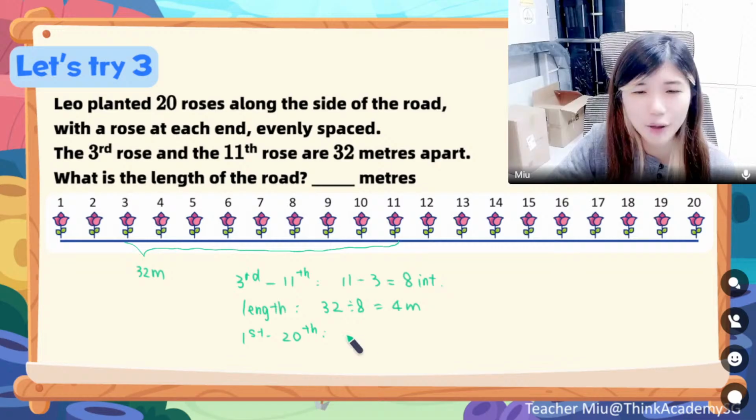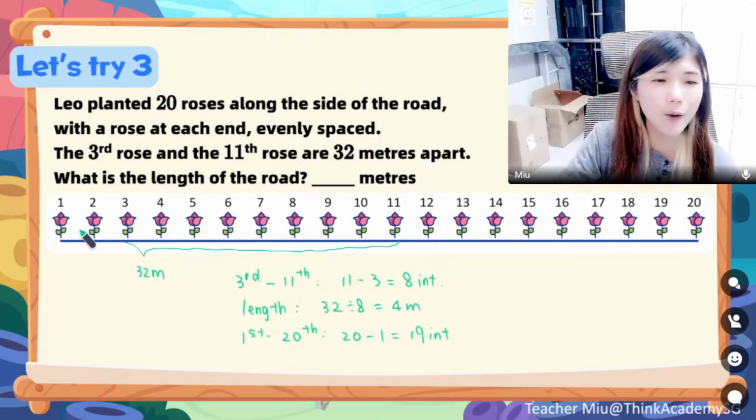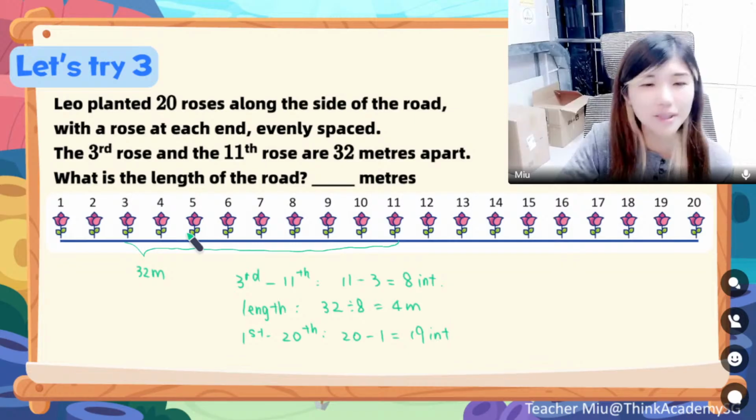It's supposed to be 20 minus 1, right? Or you will know there must be 19 intervals. Each interval is 4 meters. So 4 meter, 4 meter, 4 meter, 4 meter, 4 meter.